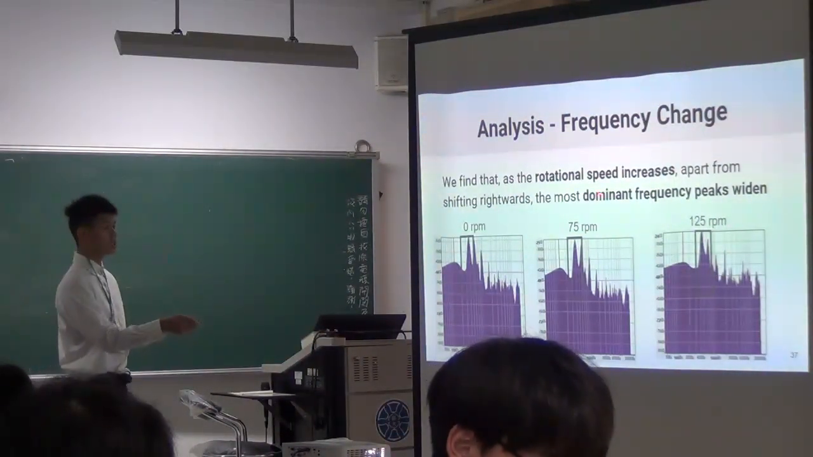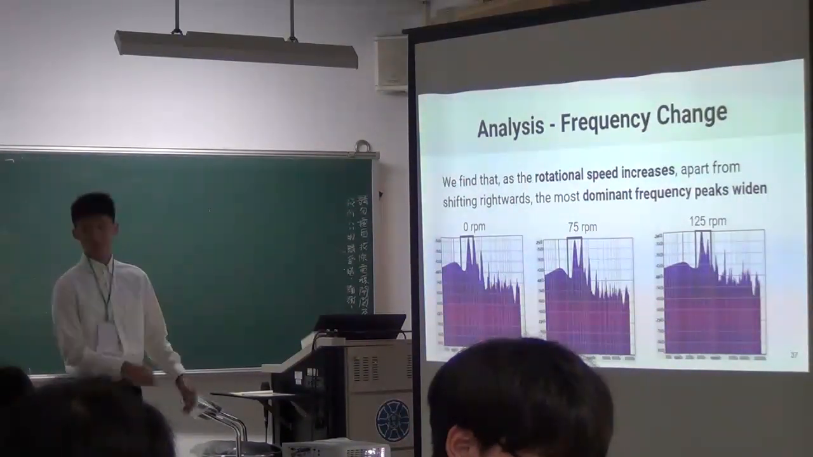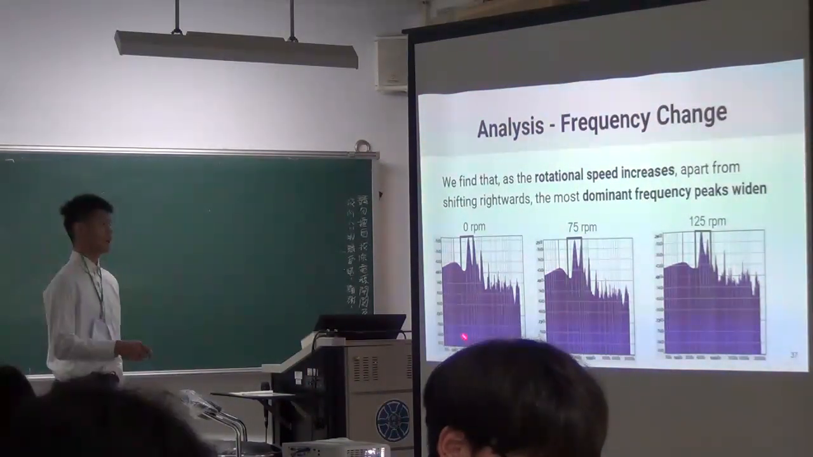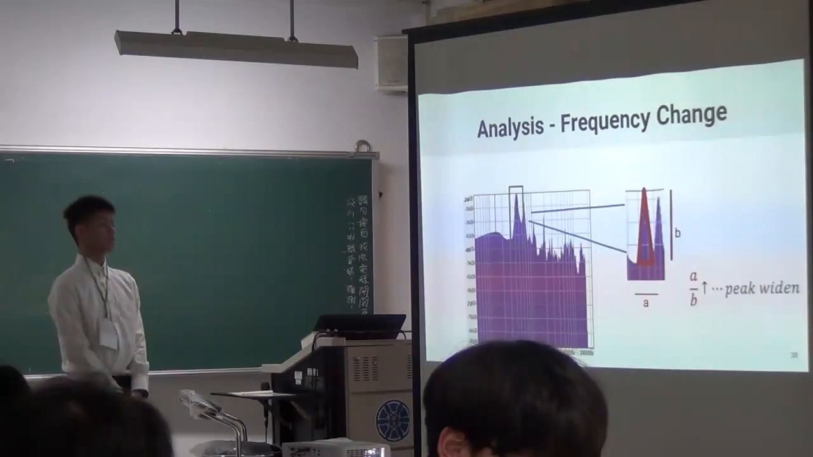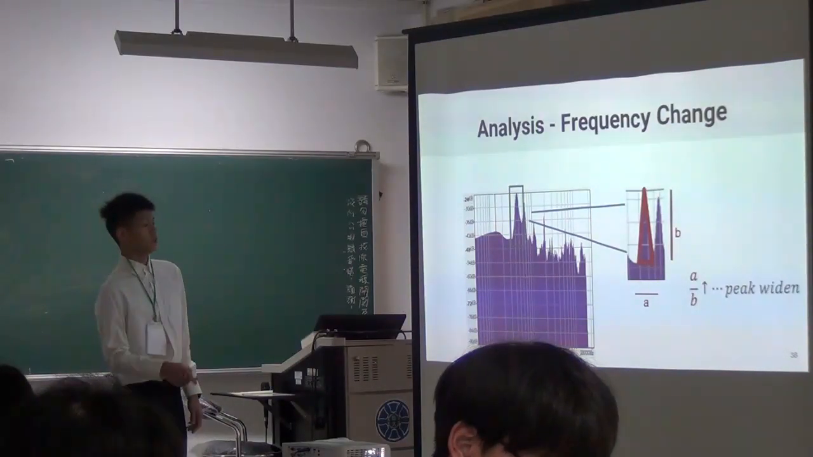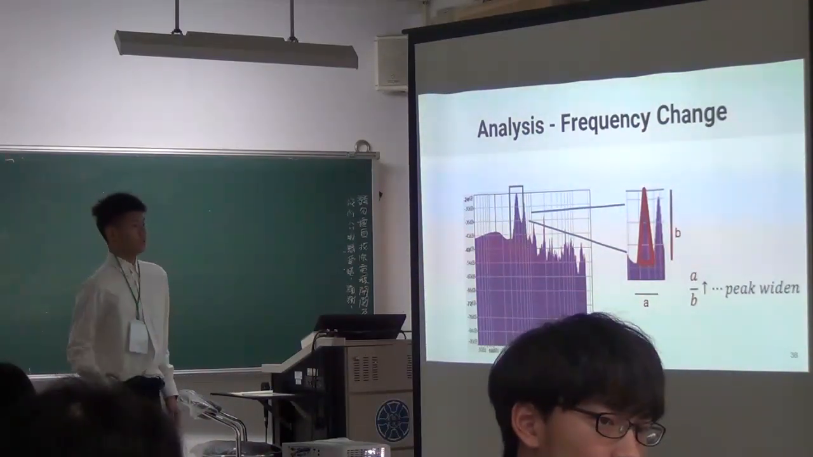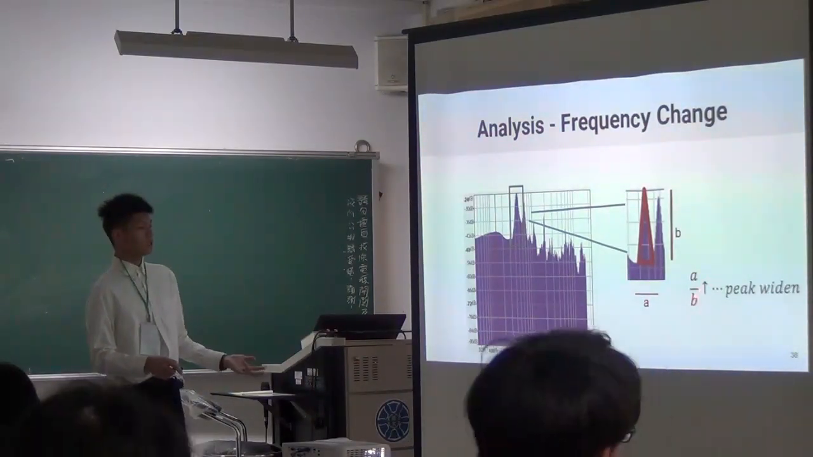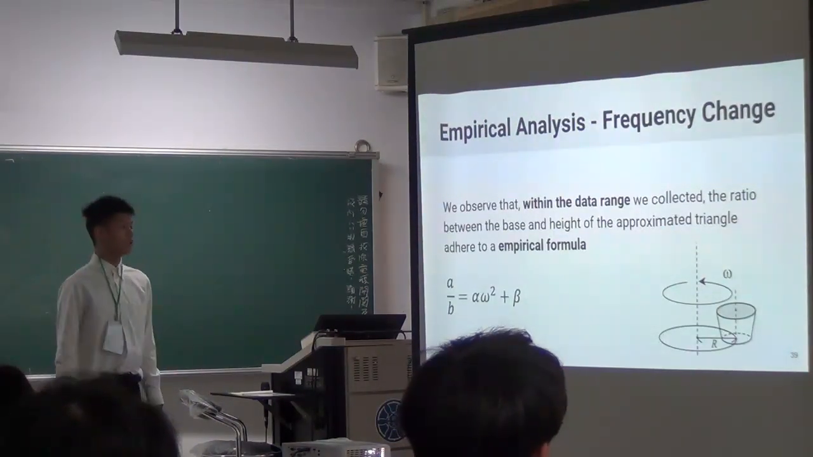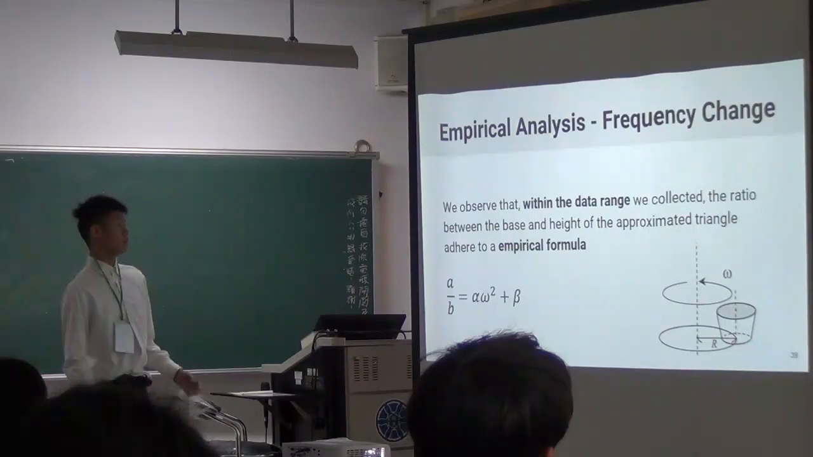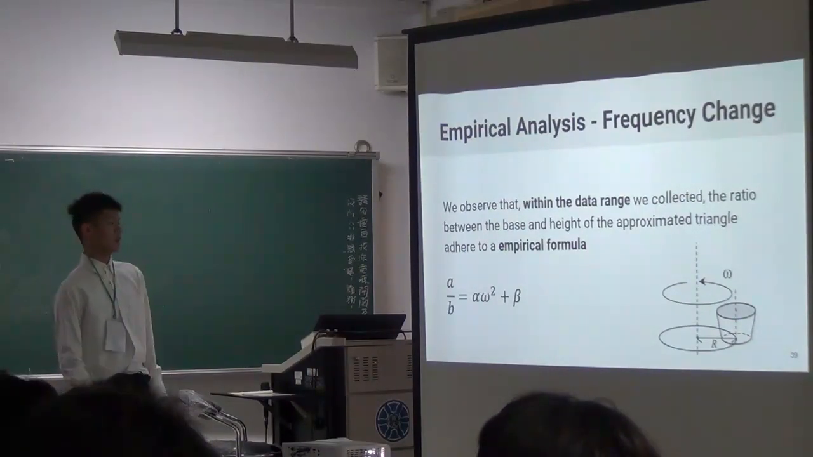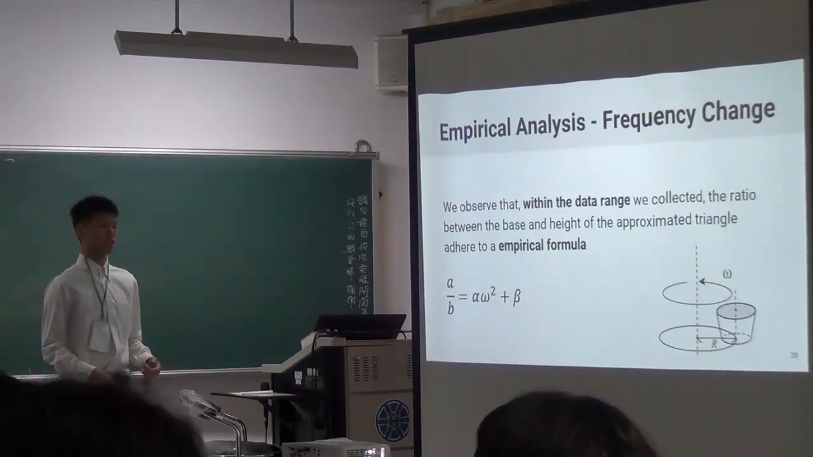We find out that as the rotational speed increases, apart from shifting rightwards that I have mentioned in experiment 1, the most dominant frequency peak also changes, which I have bracketed in this gray one. If I want to analyze this phenomenon, I use an approximated triangle with a base of A and height of B. If the ratio of A to B goes up, that actually means the peak widened. We observed that within the data range we collected, the ratio between the base and height of the approximated triangle adheres to an empirical formula that we derived after observation and trial and error.